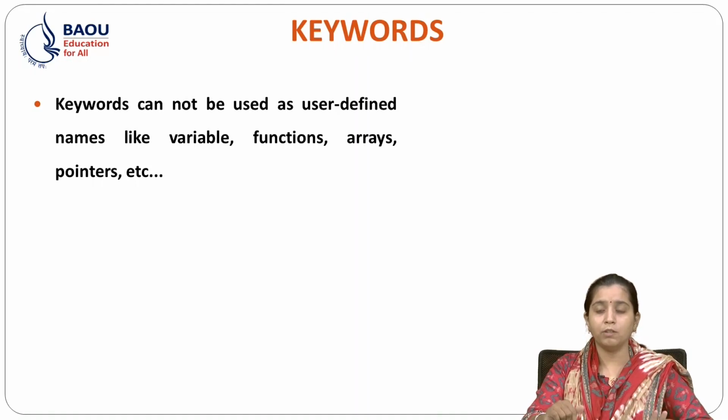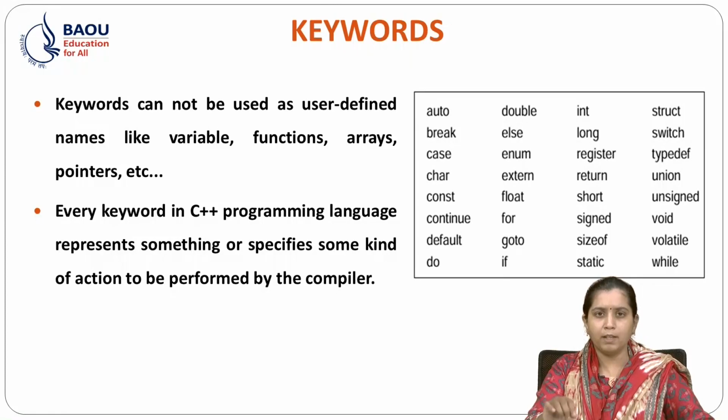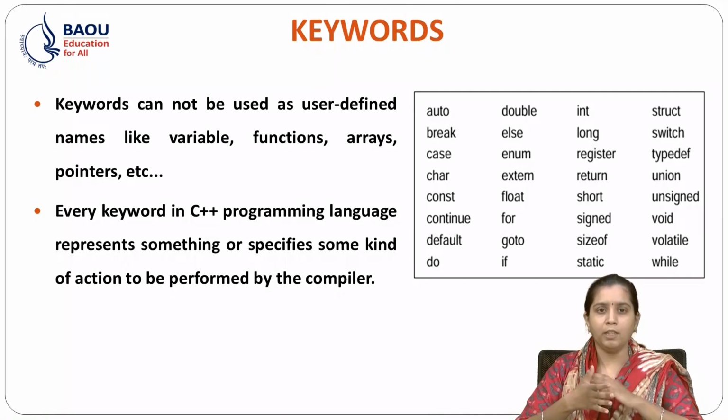Keywords cannot be used as user-defined names like variable, functions, arrays, pointers, etc., because they are already known to the compiler. Every keyword in C++ programming language represents something or specifies some kind of action to be performed by the compiler. For example, int, switch, char, class, etc. They are the keywords in C++ language. They already have a predefined meaning in the compiler.